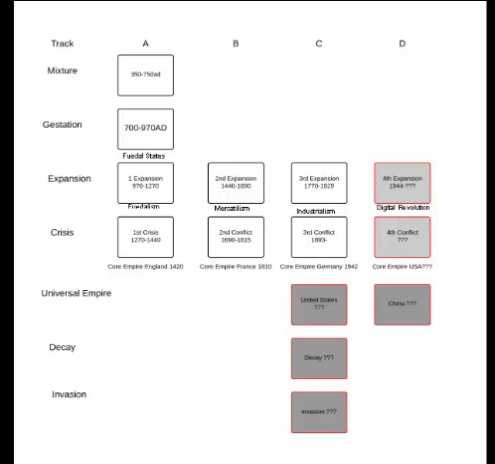Okay, if you've listened to the parts thus far, you know that there's a cycle of civilization, and we have the various tracks up here. Now, the normal cycle of civilization goes from mixture to gestation, to expansion, crisis or age of conflict, to the universal empire. Then after that, decay, and then invasion. It becomes material for the next civilization.